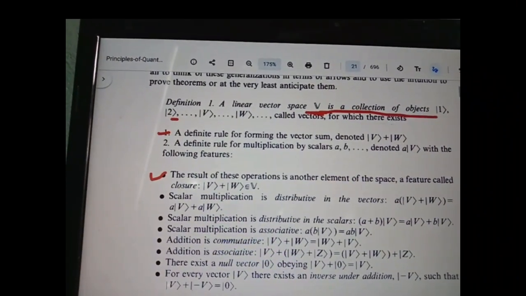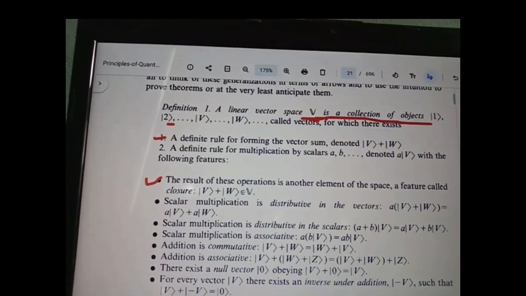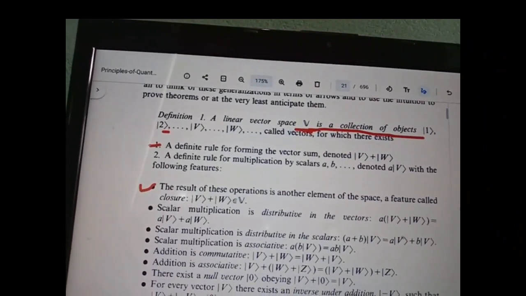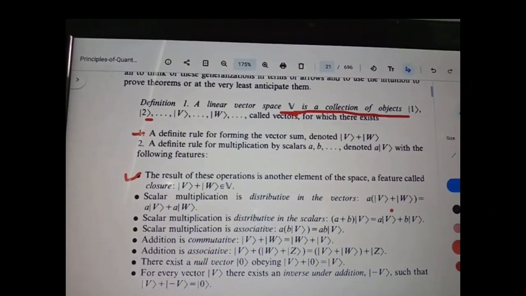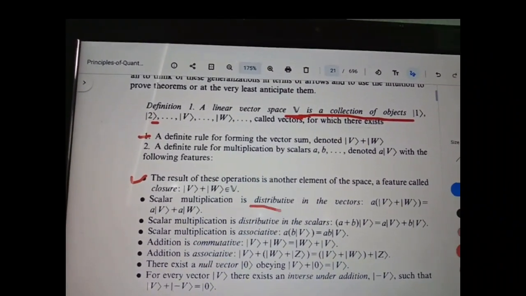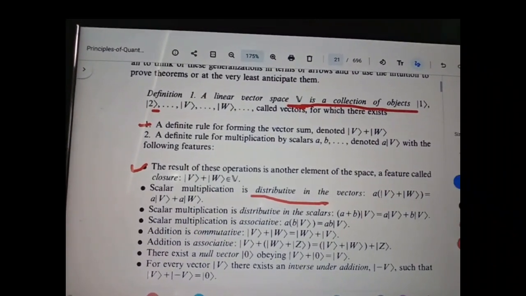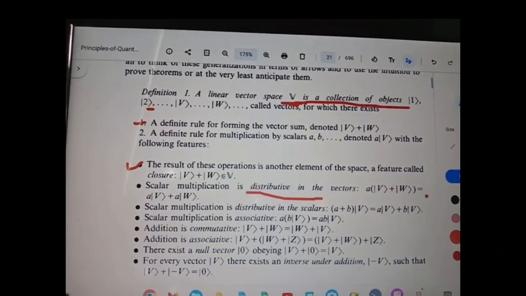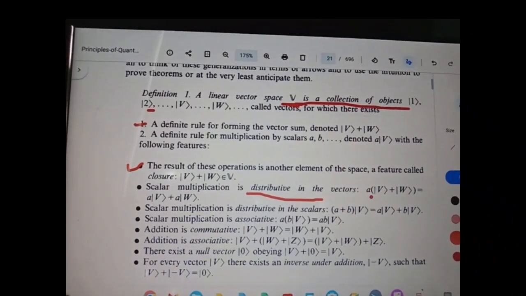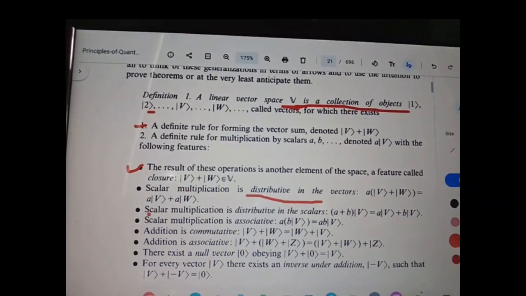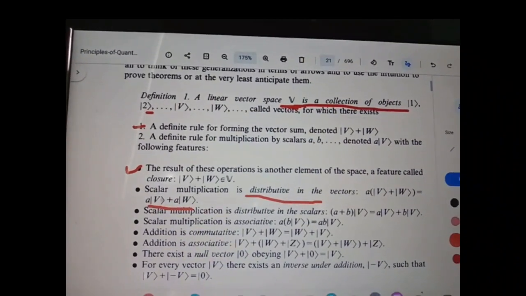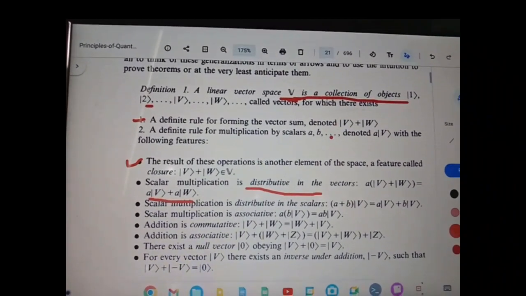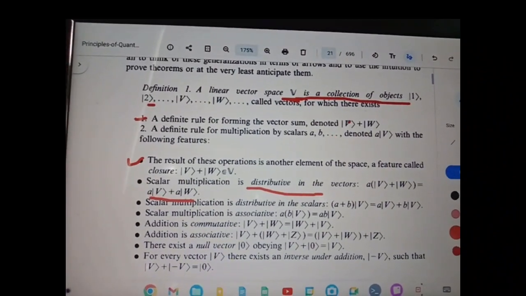The second property of a linear vector space is that it follows the distributive property. What is the distributive property? Let's say we have vectors V and W, and we multiply with some scalar A. Then it follows this rule: A V plus A W. So it is the scalar multiplication of the addition of two vectors by a scalar.